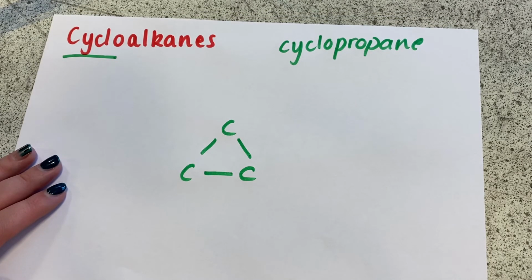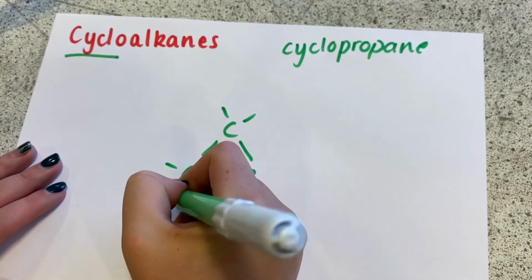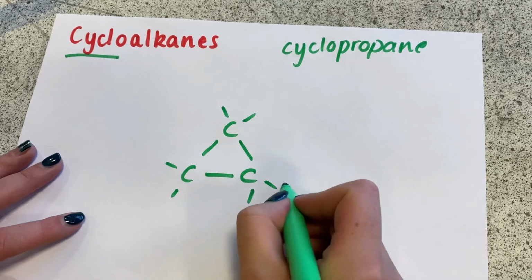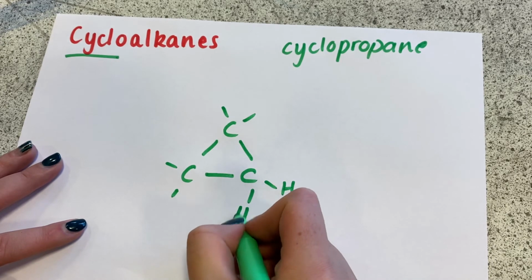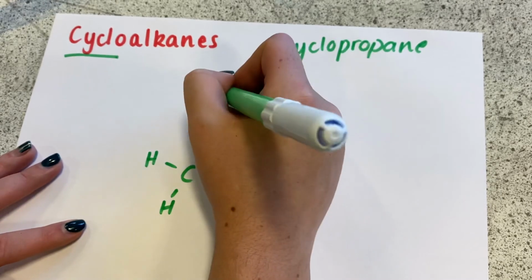Again, each carbon needs 4 bonds. Therefore, you're going to do 1, 2, 3, 4, 5, 6 hydrogens: H, H, H, H, H, H.